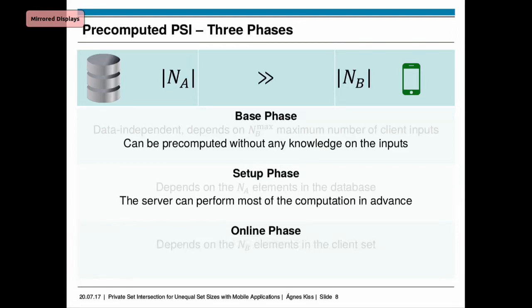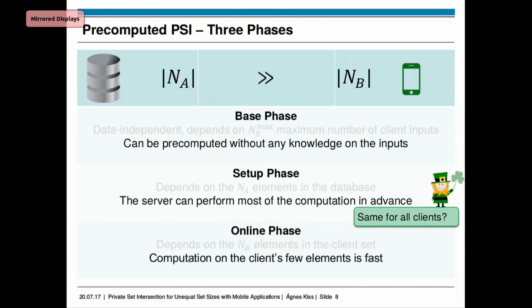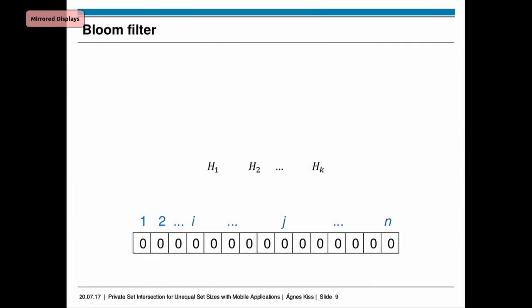So that's another advantage of why we separate the setup phase from the online phase. If we are lucky, we might even be able to do the same computation for our clients. And in the online phase, we only do very fast computation on the small set of the client. So to reduce the communication and the storage that's required by both parties, but especially by the client who has restricted resources, we use Bloom filters to store the database in a more efficient way.